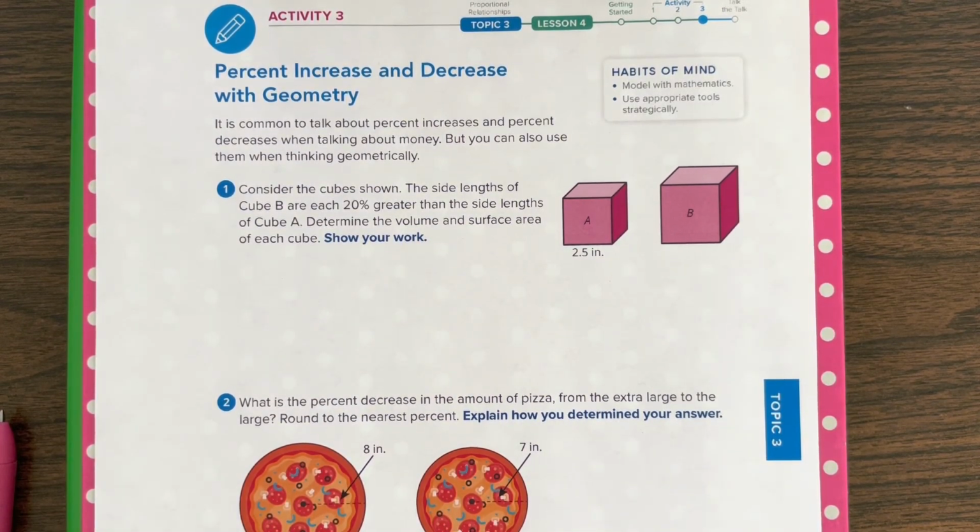Okay, so we're going to talk about percent increase and decrease with geometry. We're going to consider the cube shown. The side lengths of cube B are each 20% greater than the side lengths of cube A. Determine the volume and surface area of each cube.